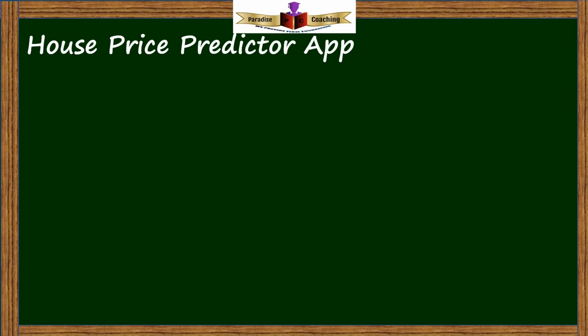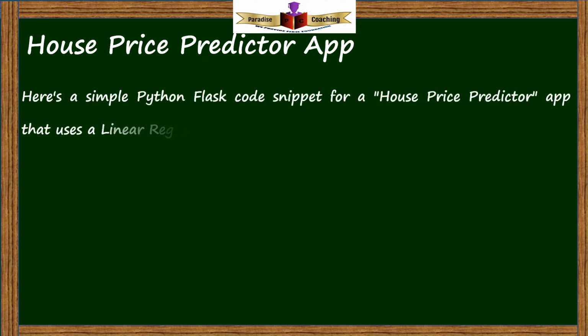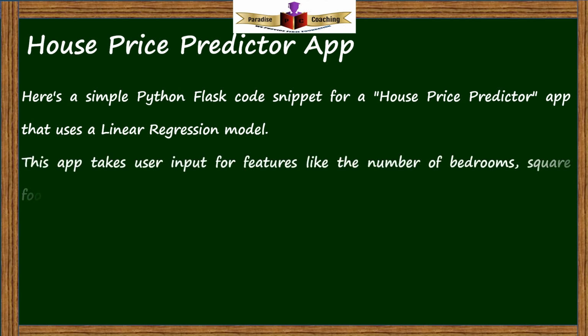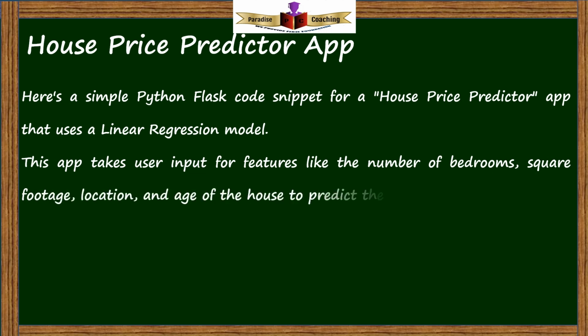Let's explore one simple application titled House Price Predictor App based on machine learning. Here's a simple Python Flask code snippet for a house price predictor app that uses a linear regression model. This app takes user input for features like the number of bedrooms, square footage, location, and age of the house to predict the price. This is a simple and interactive Flask app for predicting house prices.